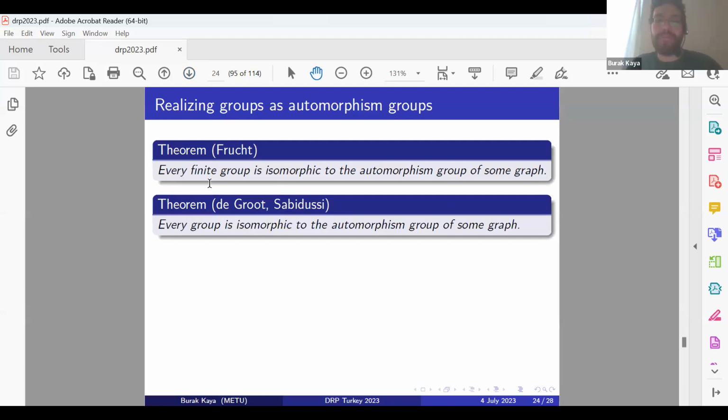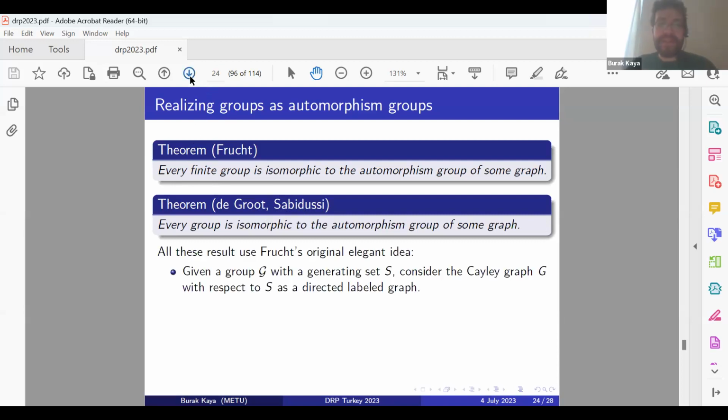Every group is isomorphic to the automorphism group of some graph, okay? And the proof idea is the same. It's always the same. It's a very elegant idea. I'll talk about this because I think it's very cool. You start with your group, and then you take a generating set and you construct its Cayley graph. Because of the time constraints, I'm not going to explain that. But if you know what a Cayley graph is, your vertices are the group elements.